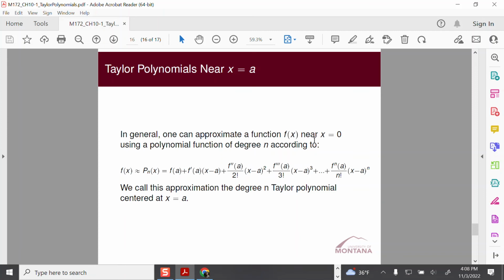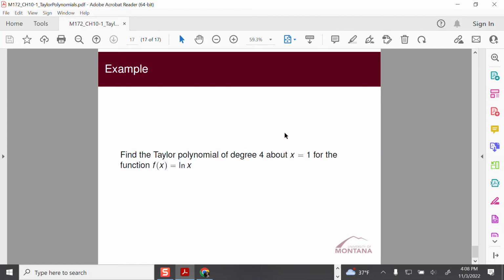So here's your equation for the Taylor polynomial centered at a. And we should probably try it out, and I think we should try it out on the one that was the thorny one to begin with, the natural log. Let's take a look at the natural log. We want a Taylor polynomial of degree 4 of natural log, and let's center it at 1.